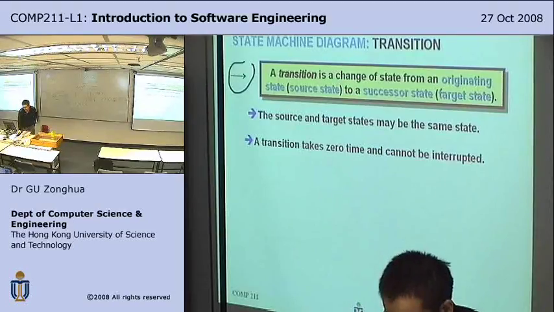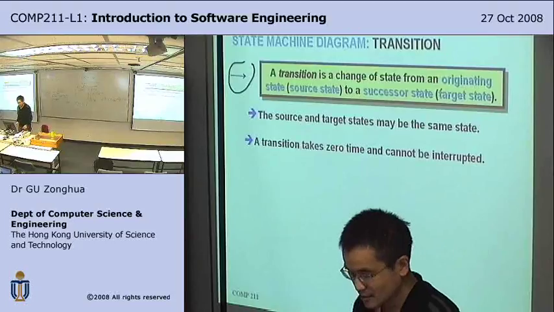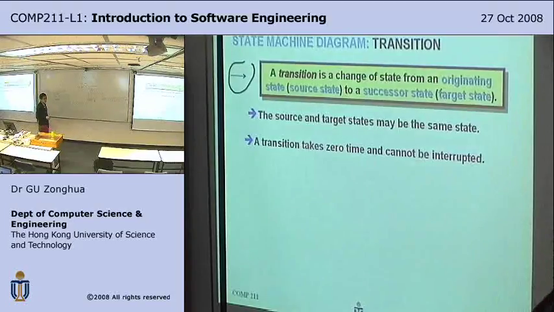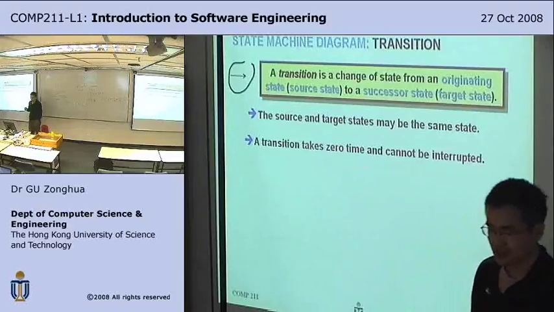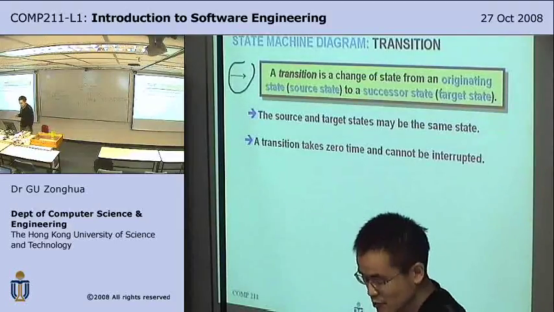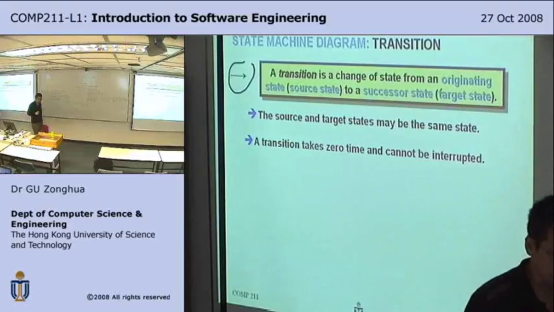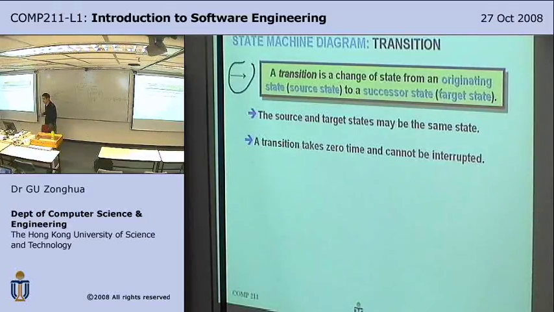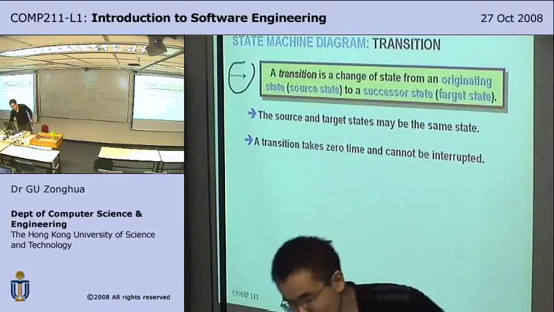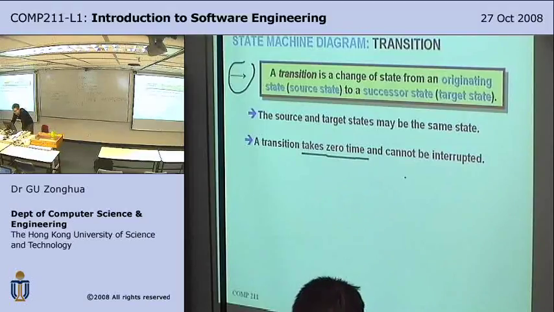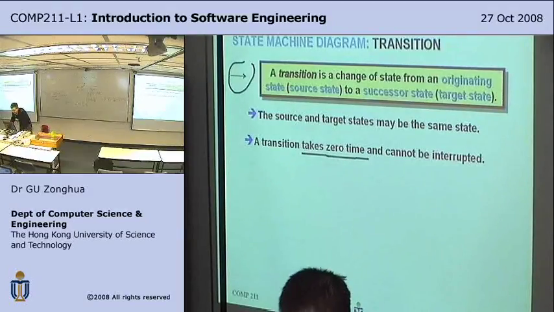A transition takes 0 time and cannot be interrupted. Of course, nothing takes 0 time, right? So what this means is that it's atomic. That is, when you take the transition from state A to state B, it always finishes before anything else happens. You cannot interrupt the transition in the middle. That's what it means by taking 0 time. It may take a very long time, as long as it's atomic.